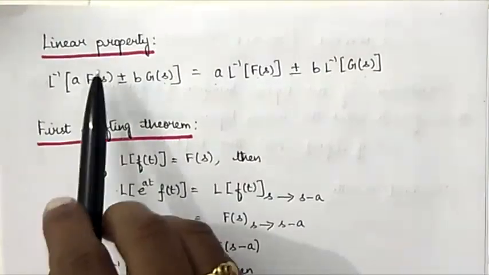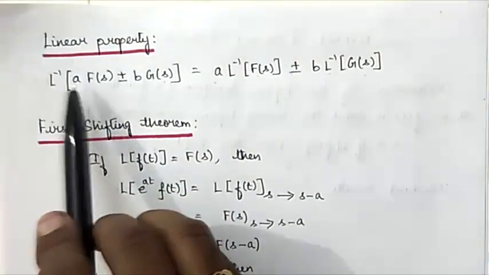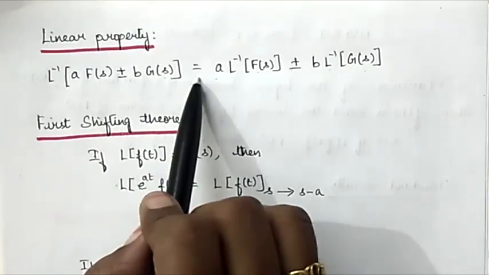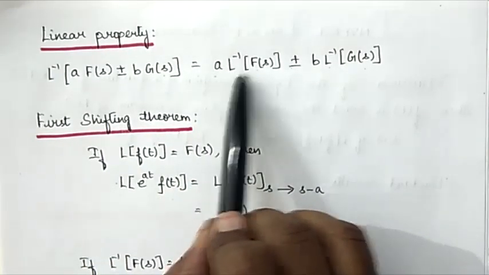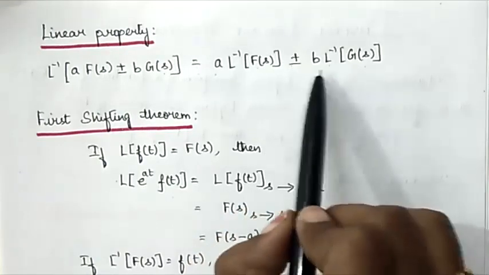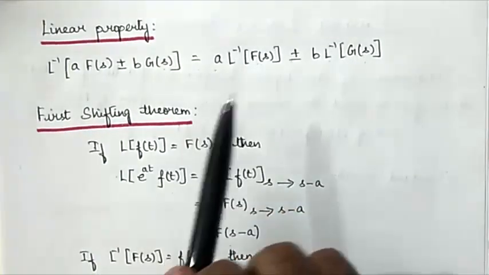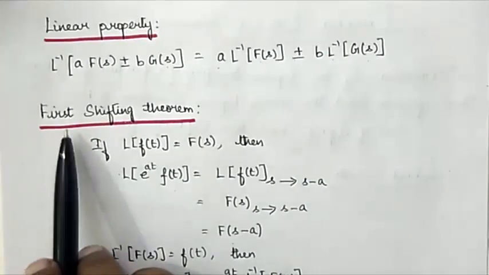Let us see the linear property. L⁻¹{a F(s) ± b G(s)} = a L⁻¹{F(s)} ± b L⁻¹{G(s)}, a and b being constants. So now next we shall see the first shifting theorem.